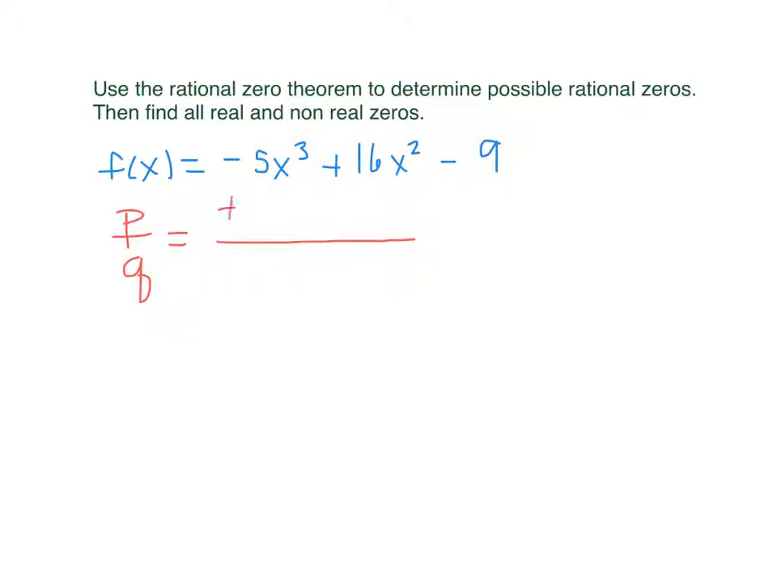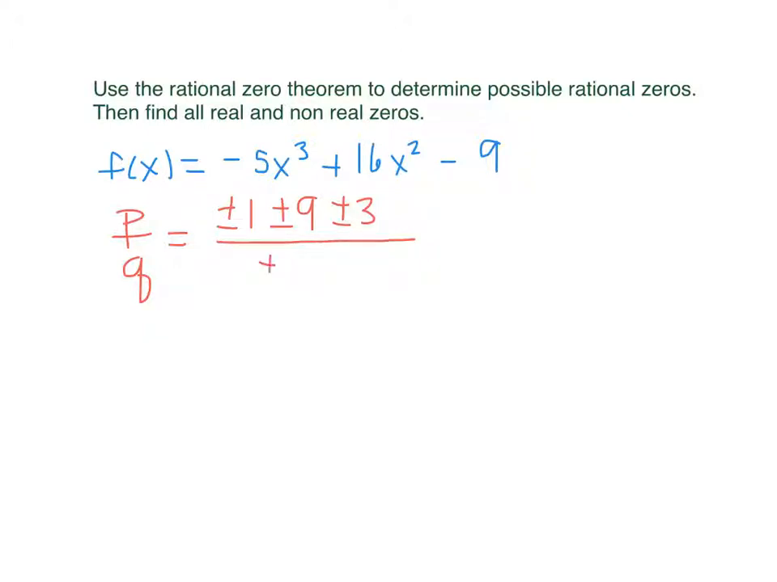So we've got plus or minus 1, plus or minus 9. Right, if we had 1 times negative 9, we get negative 9. Negative 1 times 9, we get negative 9. And then the other possibilities are plus or minus 3. So plus 3 times negative 3, we get negative 9. And then in the denominator, we're going to take that negative 5 and write down factors of negative 5.